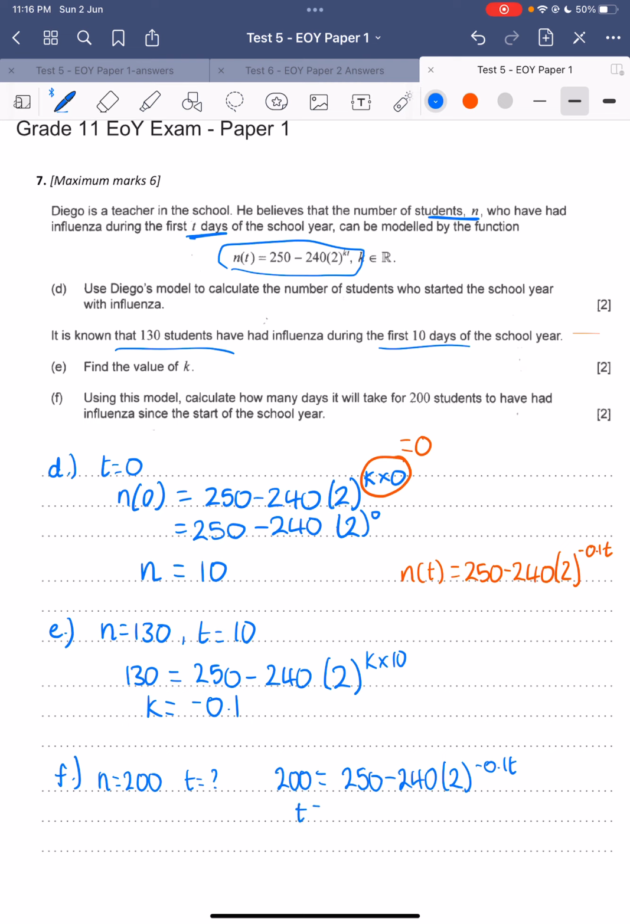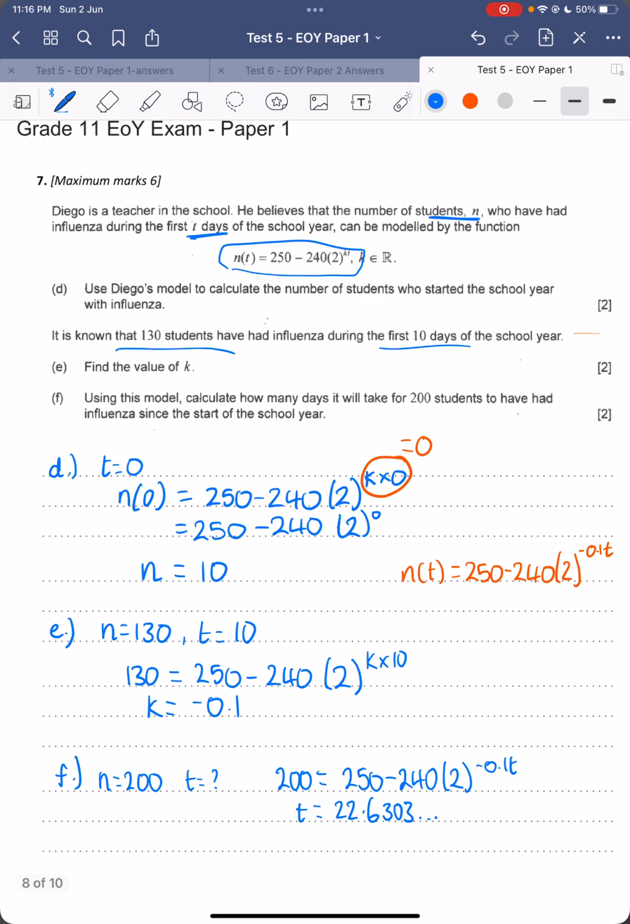Now T is equal to 22.6303 and so on. And therefore, if we round that to a whole number of days, then after 23 days, we have over 200 students that have the flu. So 23 days into school.